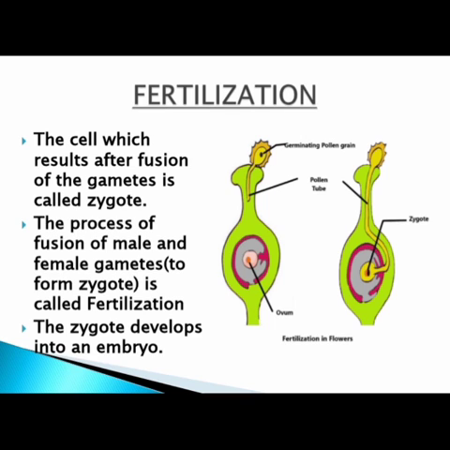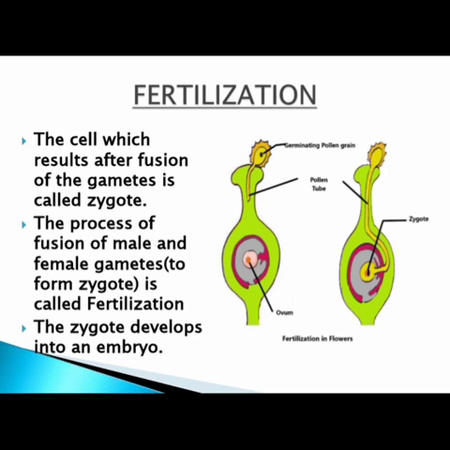Coming to fertilization, after the transfer of pollen grains on the stigma, what happens? The cell which results after fusion of gametes is called zygote. Okay, so fertilization happens. Now the pollen grains have landed on the stigma, right? So this pollen grain develops a pollen tube.